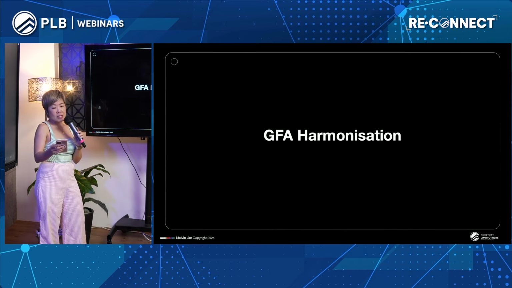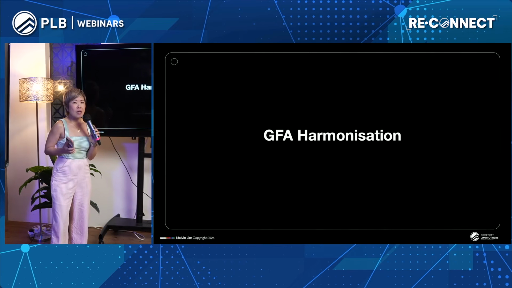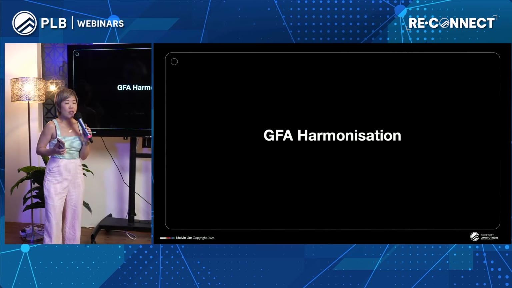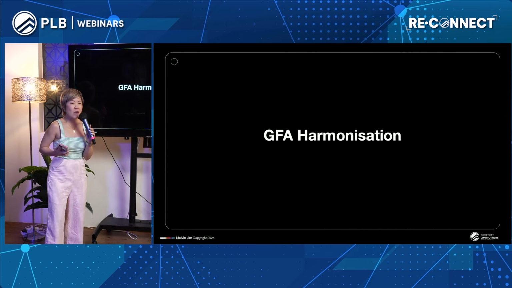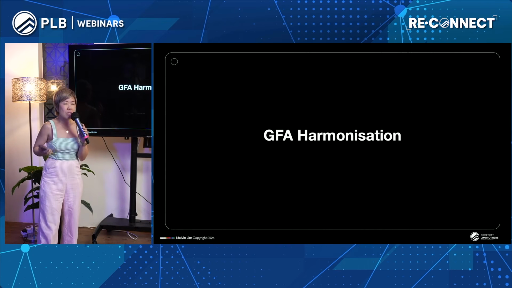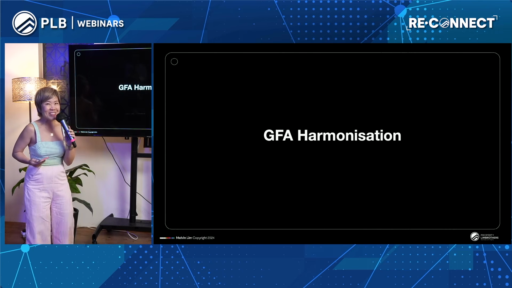Okay, so next, let's take a look at GFS harmonization, because that actually has greatly affected how we view or measure property prices. So now, as mentioned earlier, we don't just look at PSF as the only determining metric, but we look at the totality of the size, the quantum, and PSF altogether. So let's have Andy up again to share on this.